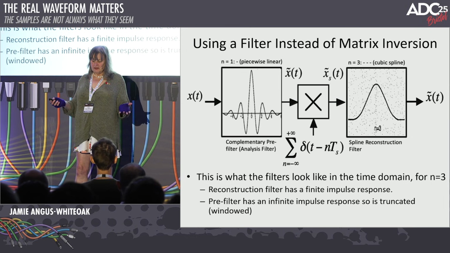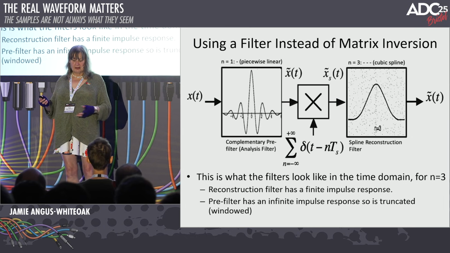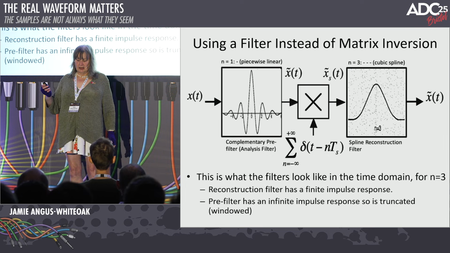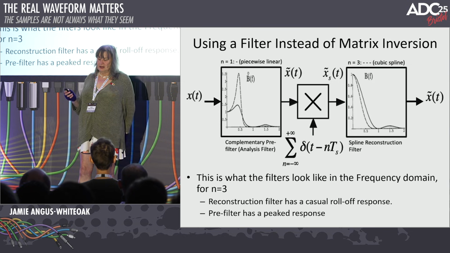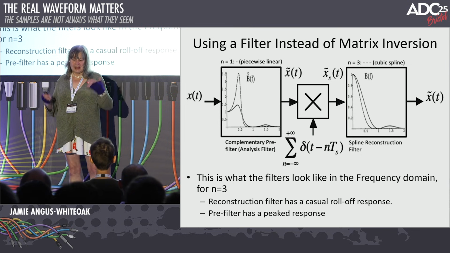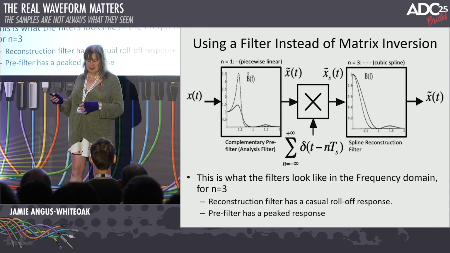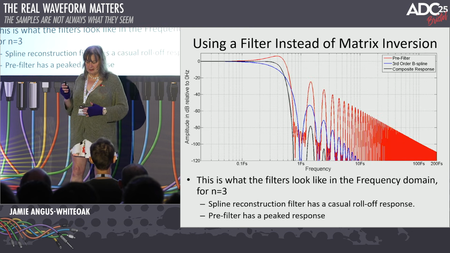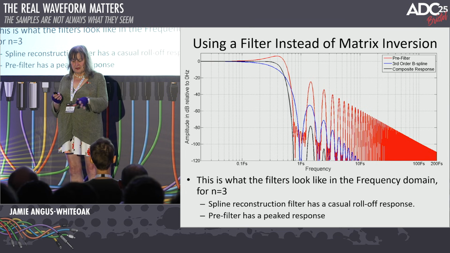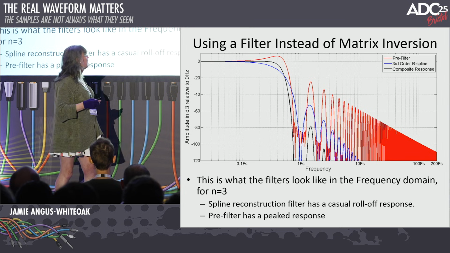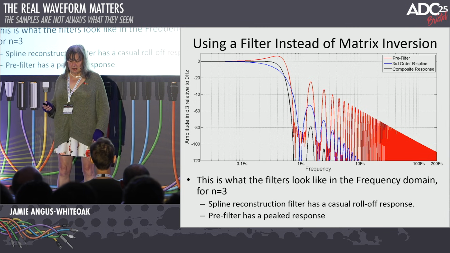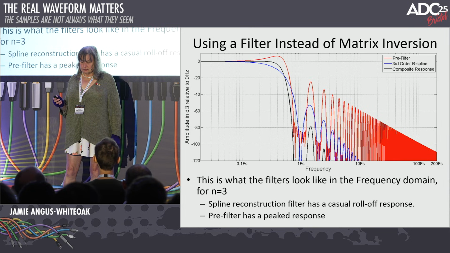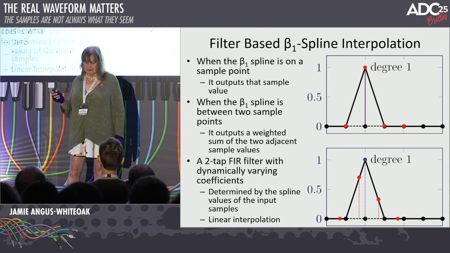Okay, this is what filters look like in the time domain. It's a bit wiggly. This is what they look like in the frequency domain, and you can see that the pre-filter's a bit peaky at the top end. But again, that's a dynamic range issue rather than a computation issue. And that just sort of shows the composite response, which is in black. Actually, it's pretty good. It's not that bad as a filter response. Certainly something we can make use of.